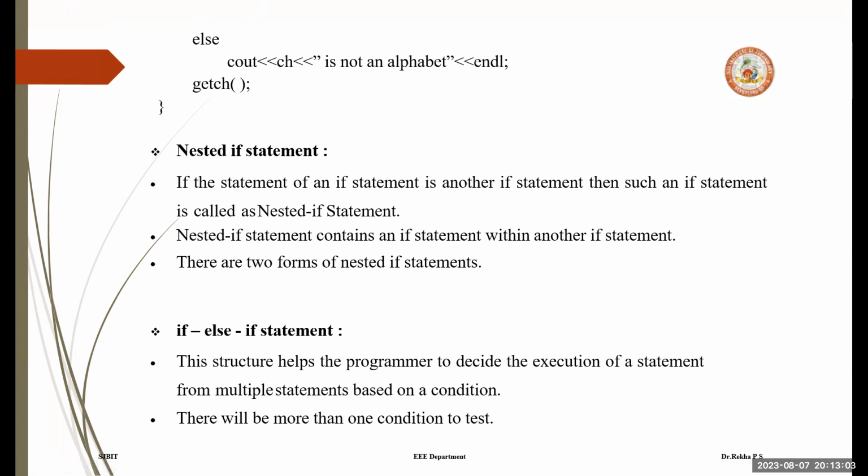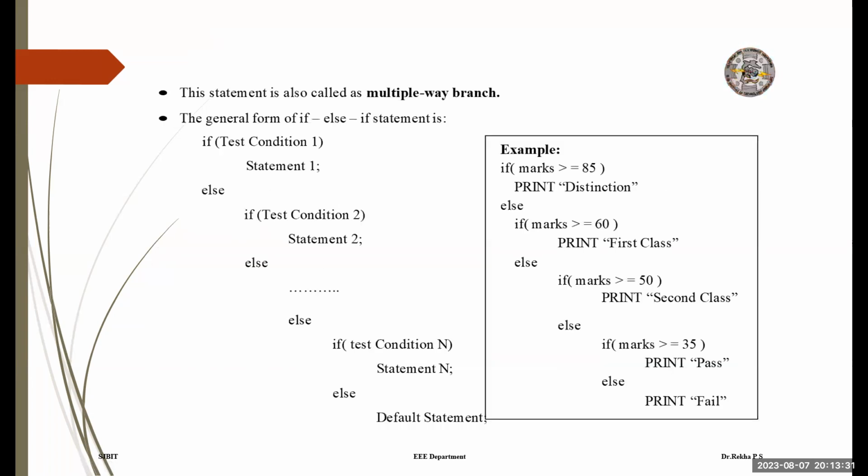If the statement of an if statement is another if statement, then such an if statement is called a nested if statement. Nested if statements contain an if statement within another if statement. There are two forms of nested if statements. One is the if else if statement. This structure helps the programmer to decide the execution of a statement from multiple statements based on a condition. There will be more than one condition to test, so this statement is also called multiway branch.